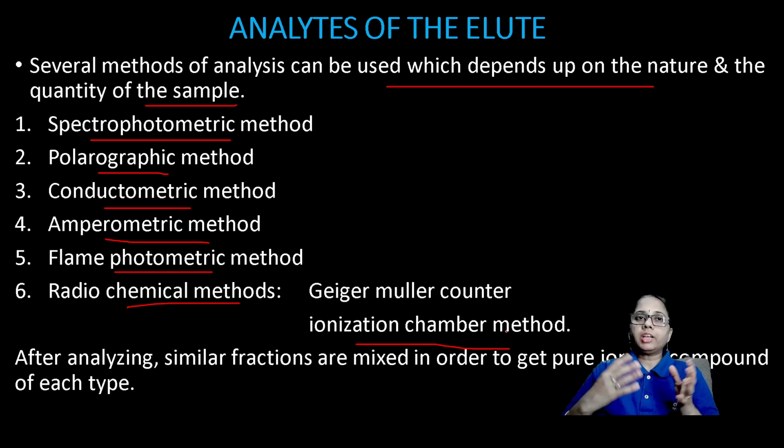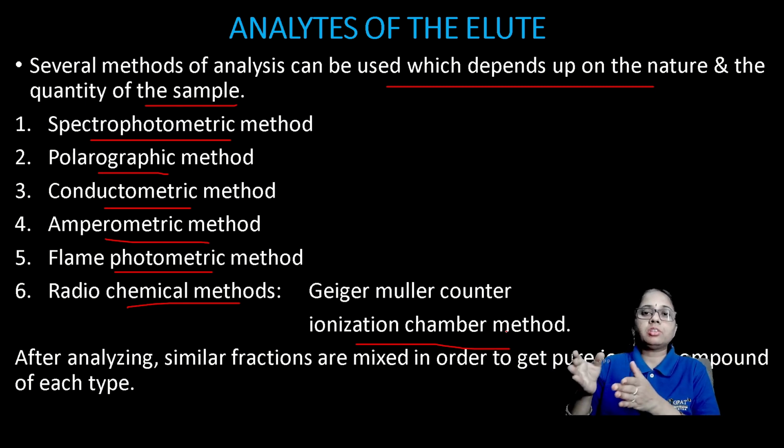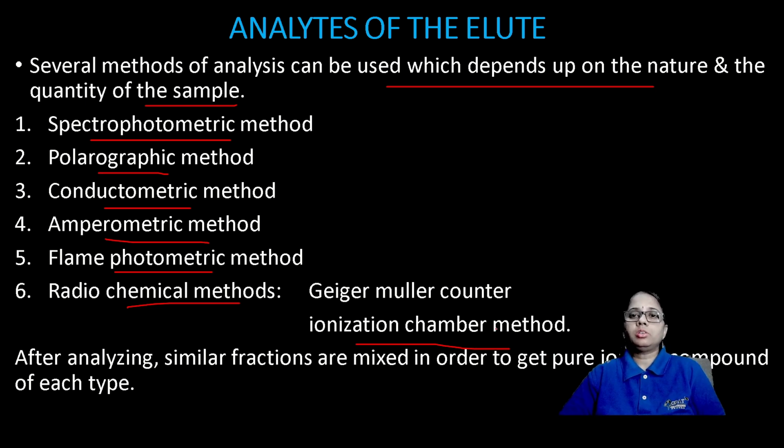After analyzing, similar fractions are mixed in order to get pure ions or compounds of each. That means we are able to identify which types of compounds are similar. So by collecting the fractions, whichever fraction is similar to another, you can combine those two. Otherwise, you can also use those compounds separately.